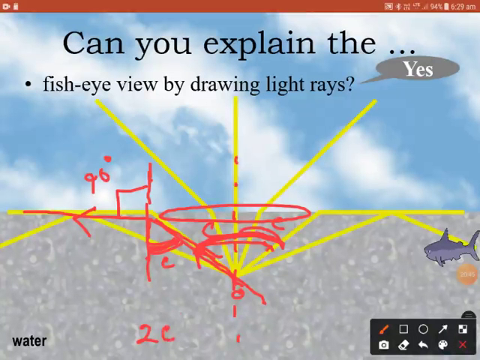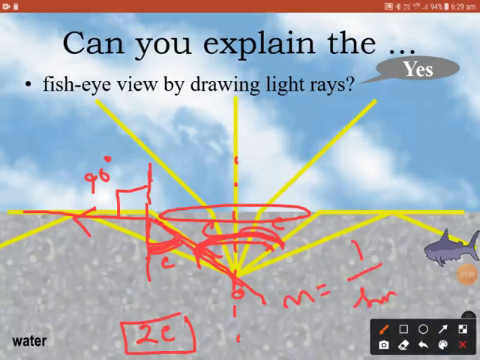By using the relation, the refractive index is equal to 1 by sine of the critical angle. Got it? Or if you want to find the critical angle C, then it will be equal to sine inverse of 1 by n. So by using this relation you can easily find it out, right?